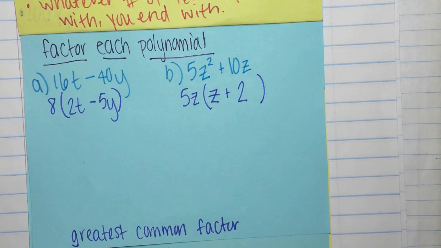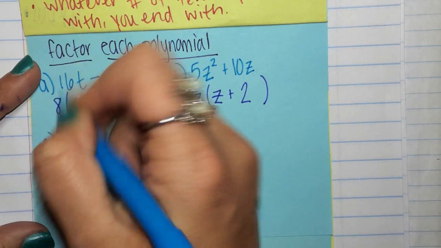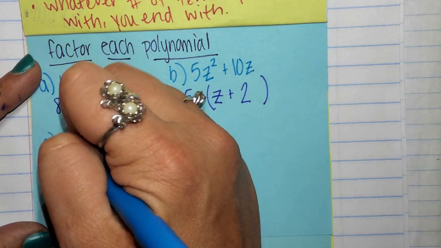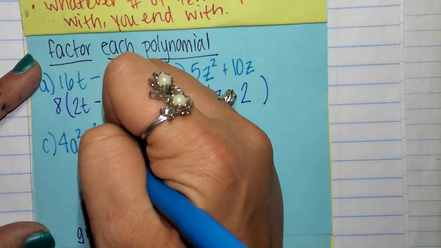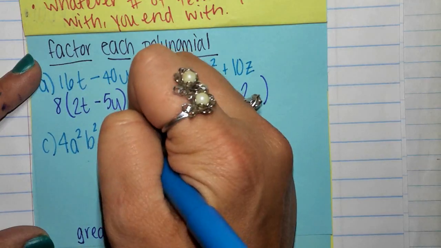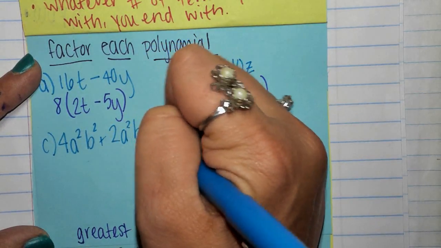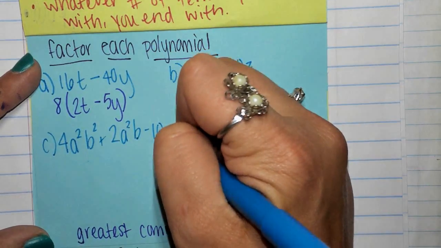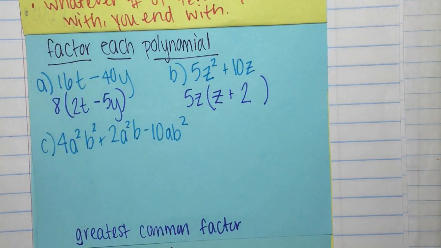Are we ready for the next one? Let's go crazy. Alright, 4a squared b squared plus 2a squared b minus 10ab squared.